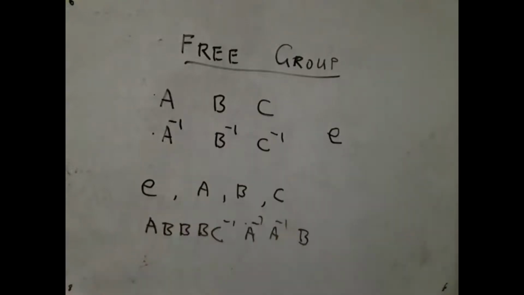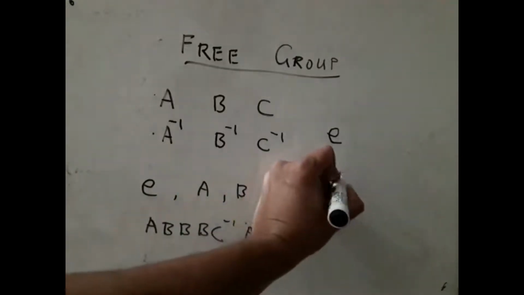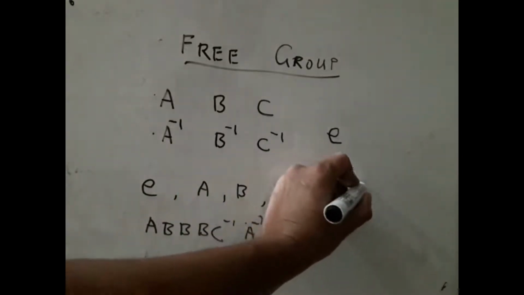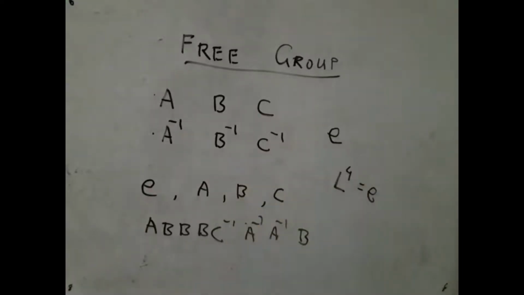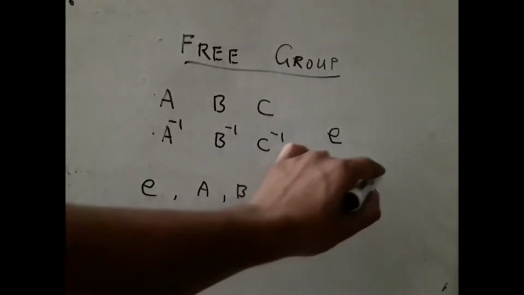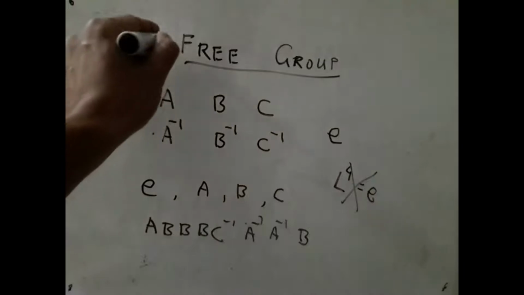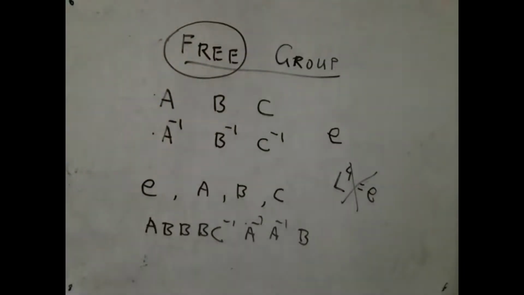Unlike our Rubik's Cube example where L to the power 4 was the identity, because if you turn the leftmost layer 4 times, it returns to its original configuration. We do not have any such restrictions, hence the term free group.